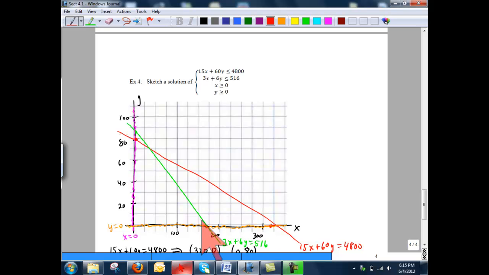I have 4 lines here though, and so I'm going to be shading 4 times, and the graph's going to get really messy if I do that. So how about instead of shading, we'll just indicate by arrows which is the correct side of the line to be on. These arrows show that I would shade to the left and below. Everything left and below of the red line is fair game. It satisfies the first inequality. Go on to the second one. 3x plus 6y less than or equal to 516. Again, pick the origin because it's not on the green line. And so I get 0 less than or equal to 516. That's true. So I also want to be left and below the green line.